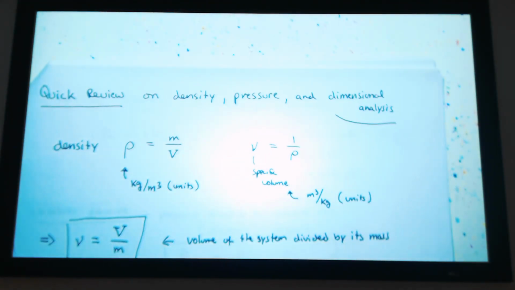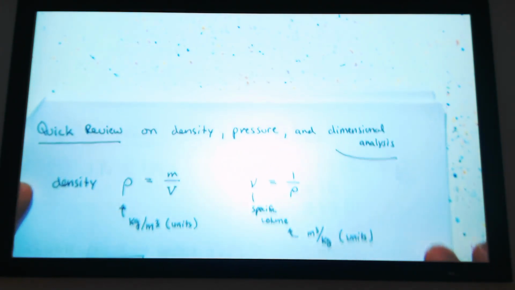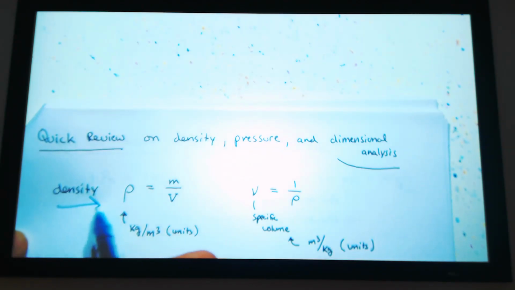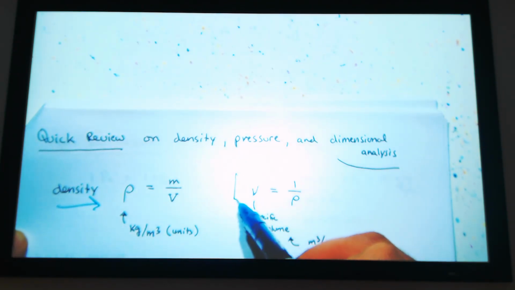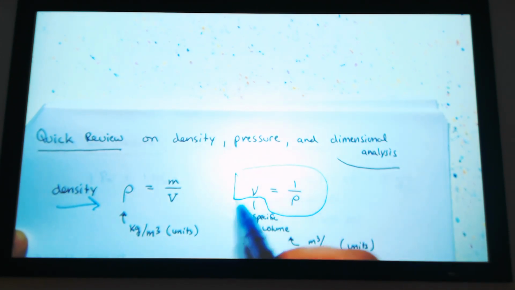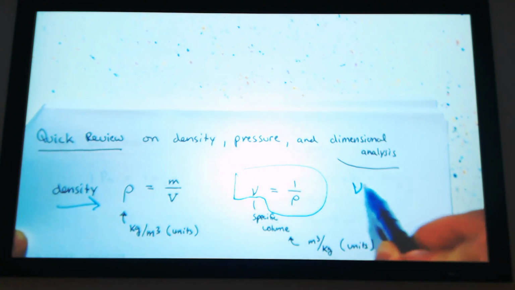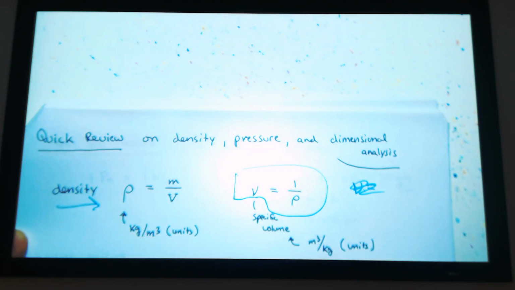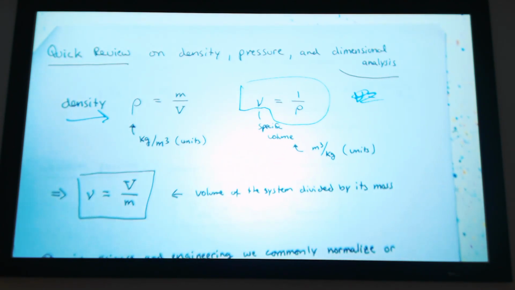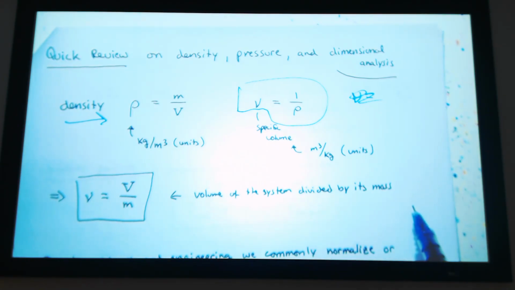I want to do a quick review on properties of the system. So density, mass over volume, okay? Very familiar with. What we end up using a lot is the specific volume, v, which is 1 over density. The specific volume is volume per unit mass. It's volume divided by mass.